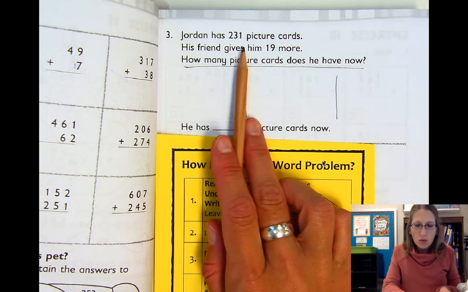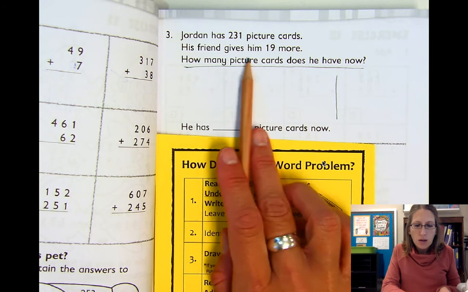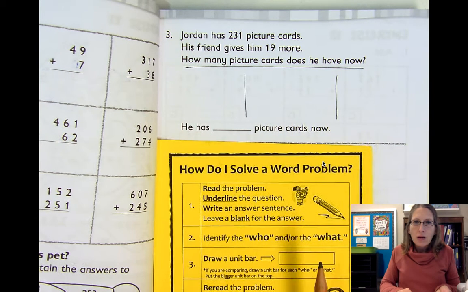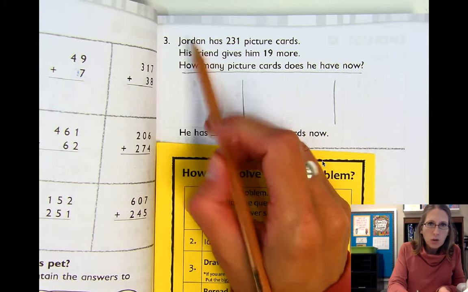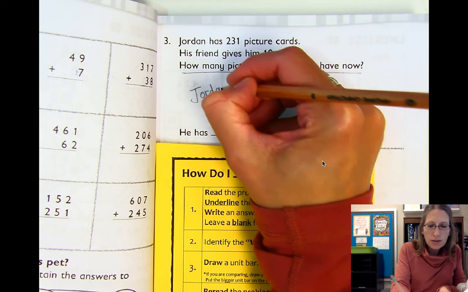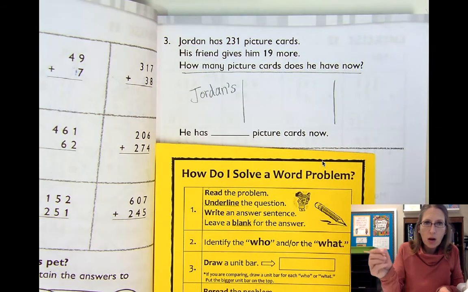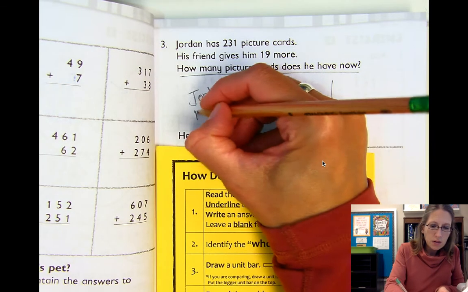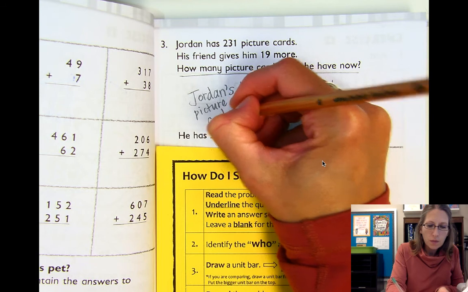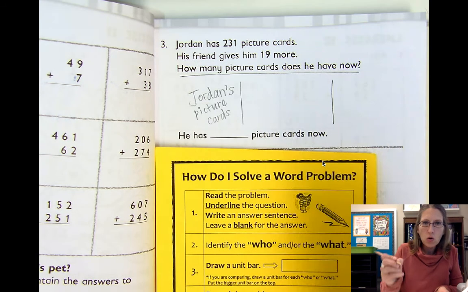Jordan has 231 picture cards. His friend gives him 19 more. How many picture cards does he have now? It sounds to me like we're talking about Jordan. So we can write Jordan's, apostrophe S, Jordan's picture cards. Okay, so that's our who and our what.